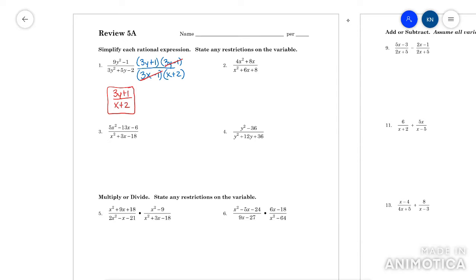Okay, this next one, same thing. The top is a GCF. Your GCF is 4x, and when you take it out, you are dividing. Okay, and then the bottom is a trinomial. And then you want to cancel the binomials that are the same, and you get your answer.